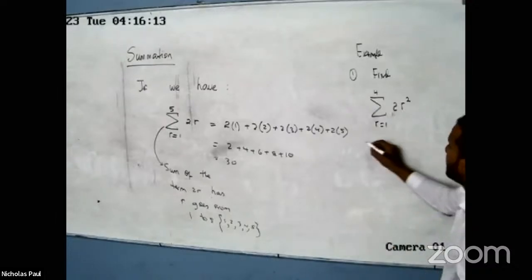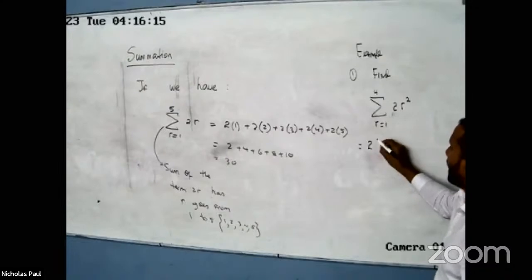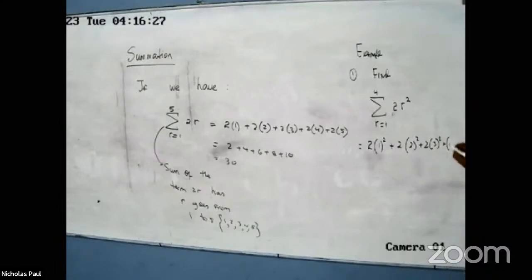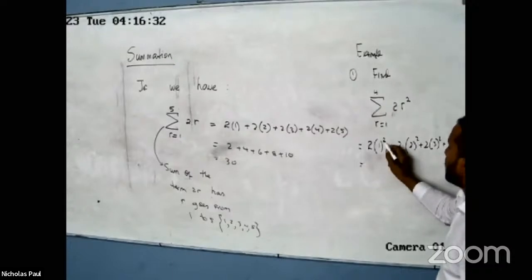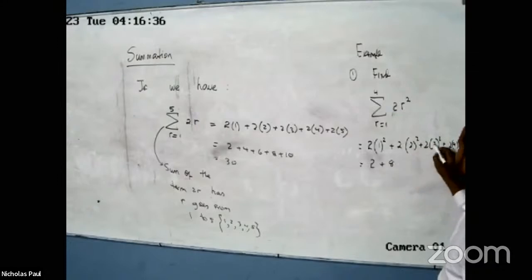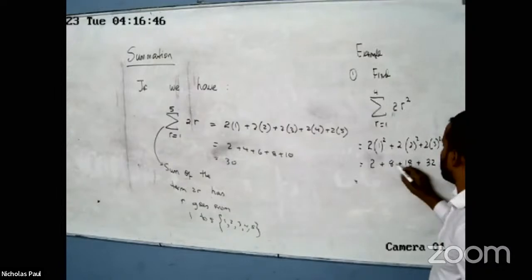All right, so let's see. So it's 2 by r squared, so that's 2 by 1 squared plus 2 by 2 squared plus 2 by 3 squared plus 2 by 4 squared. So that'll be 1 squared is 1 by 2 is 2. 2 squared is 4 by 2 is 8. 3 squared is 9 by 2 is 18. 4 squared is 16 by 2 is 32. Add it up, that's 60.